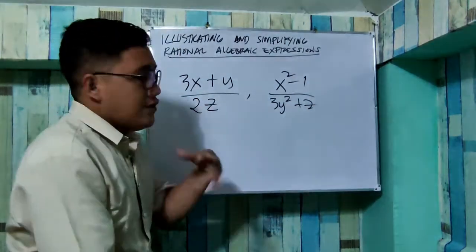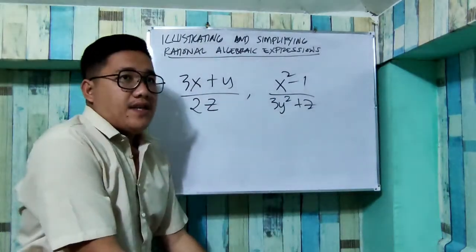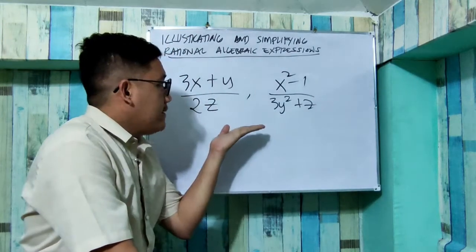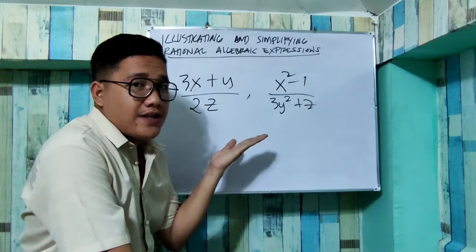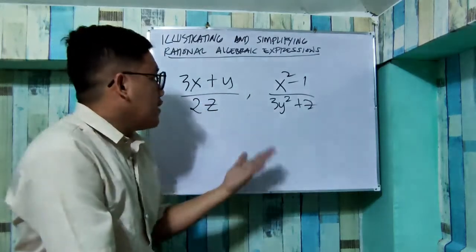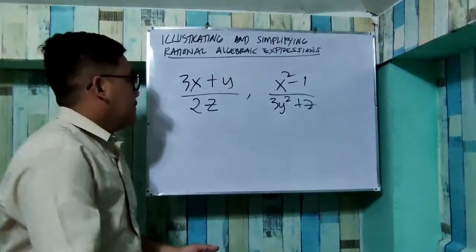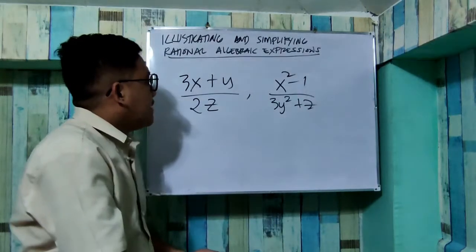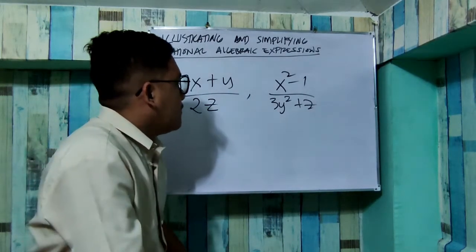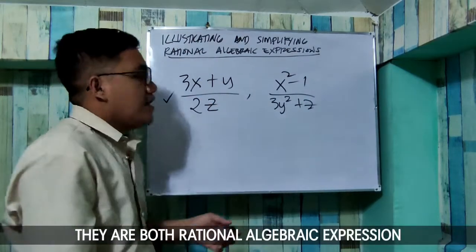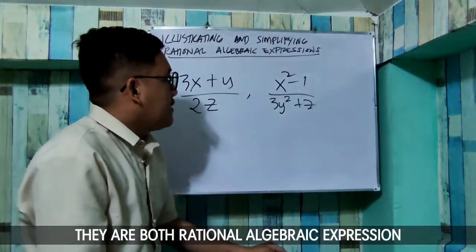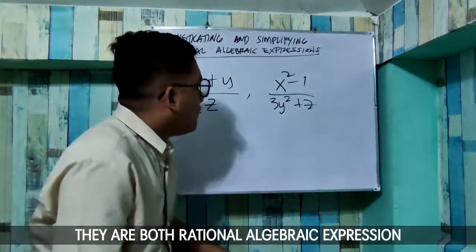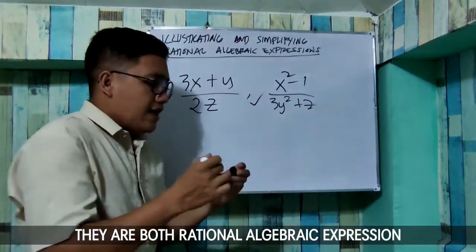Okay, so we have here first two examples. So, let us analyze if this is irrational algebraic expression or not. So, ano ba sila? Rational algebraic expression or hindi? Okay, they are both rational algebraic expression. Why? Wala naman ditong negative na exponent. Wala din na variable na nasa loob ng radical sign. So, meaning to say, this is a polynomial. Well, this one, ang exponent niya naman ay positive and real number, walang variable. So, this is also a polynomial.